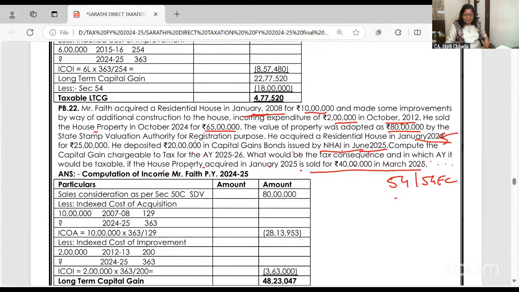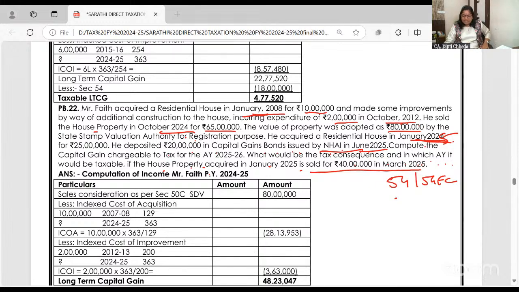In January 25, this is. In January 25, you purchased the house. That same house you have sold in March 25. We told you, if you have sold the house and purchased the house in January, sold the house in October 24 and purchased the house in January 25, then don't sell it, please.